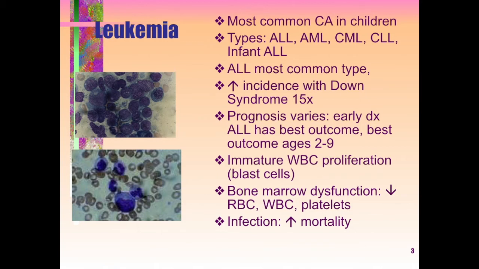So what happens with leukemia is they have a proliferation of white blood cells in their most immature state, and they're called blast cells. As a result of this proliferation, it crowds out all the rest of the cell lines. So we're going to see a decrease in their red cells and their platelets and the mature white cells. If a child with leukemia has an infection, that increases the mortality rate.